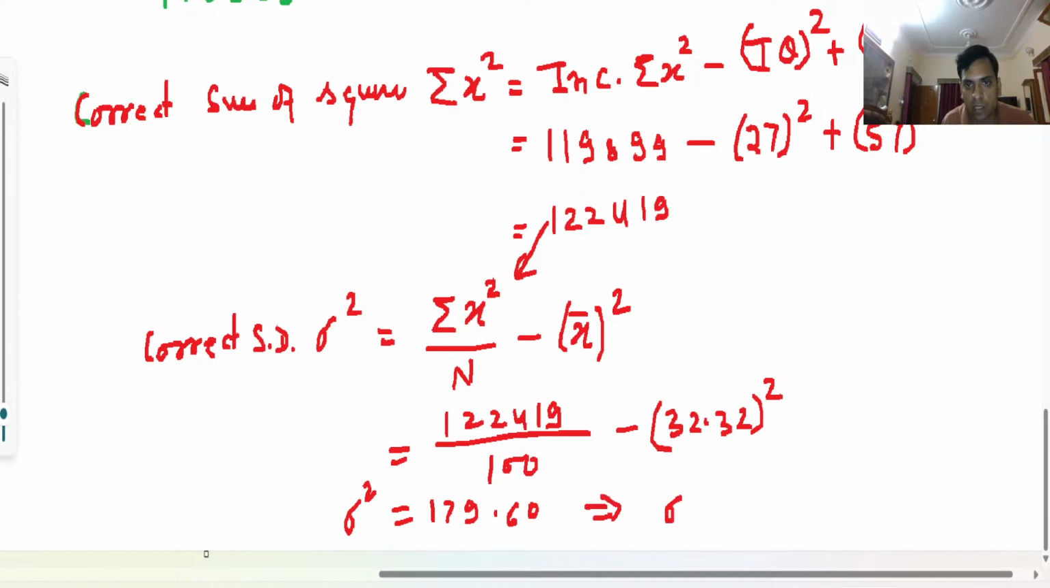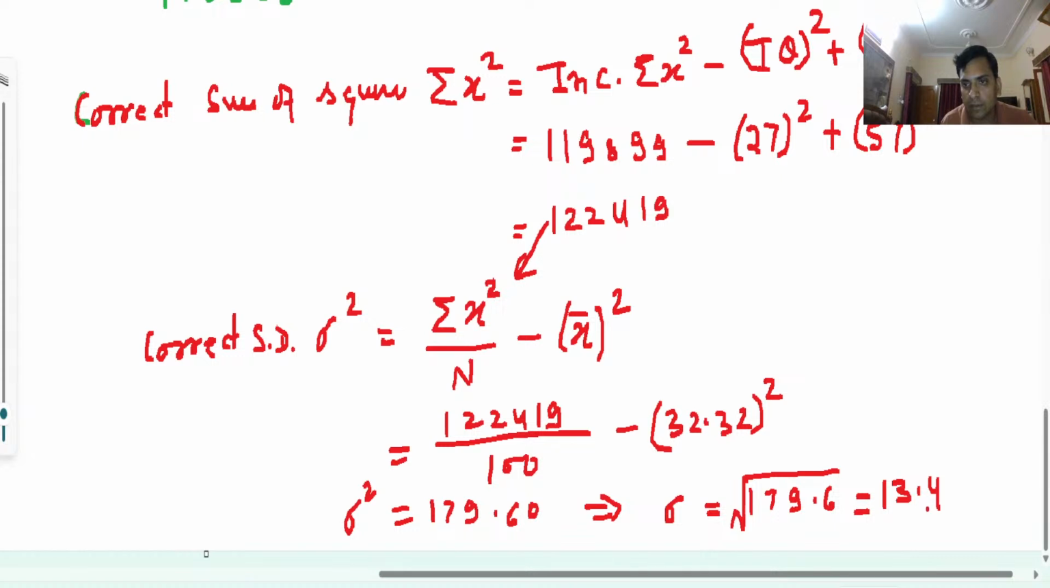So its under root is sigma equals to under root of 179.6. So we will find its under root. So answer is 13.4. This is the 13.4. This is the correct standard deviation.